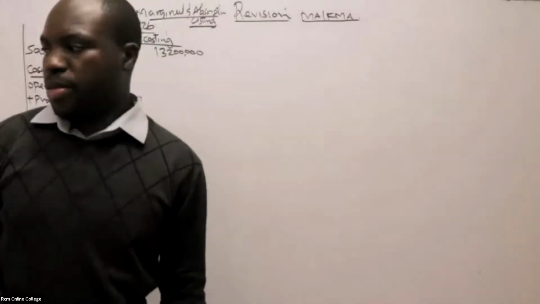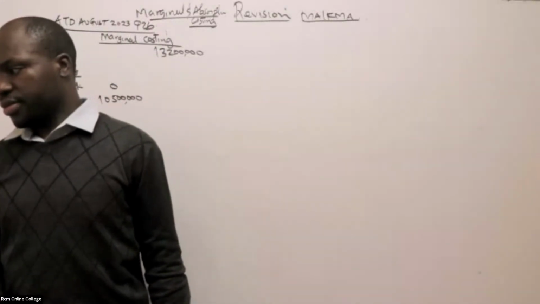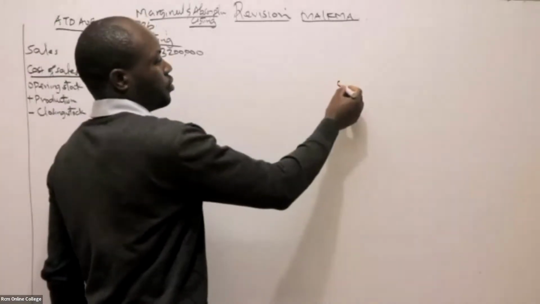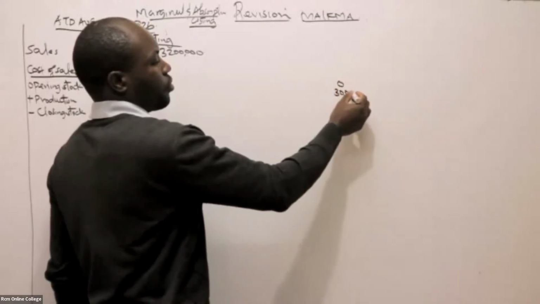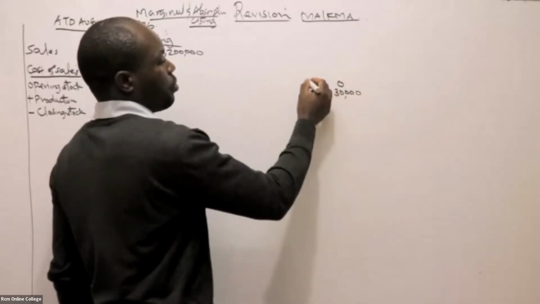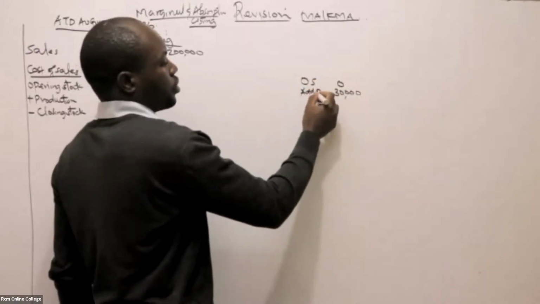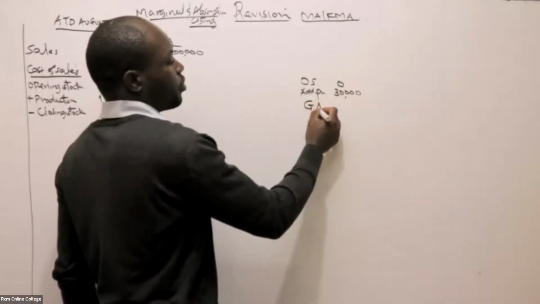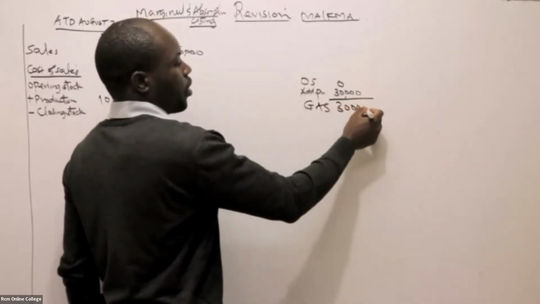How many units do we have as the closing stock? What is the quantity of closing stock? So opening stock is 0. Add production of 30,000. It gives us goods available for sale. So the goods available for sale is equal to 30,000.